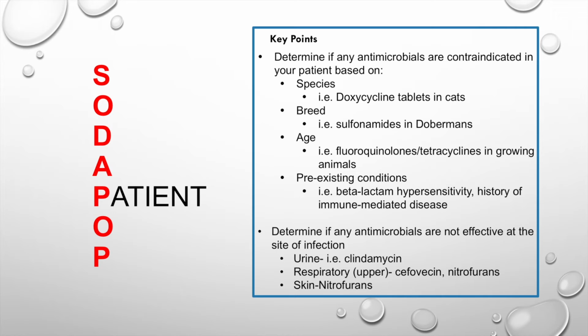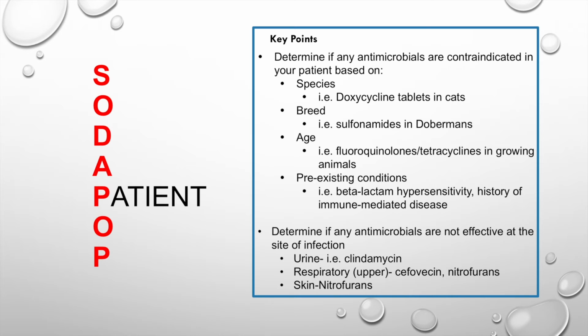In young animals, fluoroquinolones and tetracyclines are often thought to be contraindicated. Fluoroquinolones can affect cartilage development, and tetracyclines can cause enamel hypoplasia. For pre-existing conditions, a history of a beta-lactam hypersensitivity would contraindicate the use of any beta-lactams in that animal. Or a history of immune-mediated disease may mean that the clinician wants to avoid drugs such as the potentiated sulfonamides.